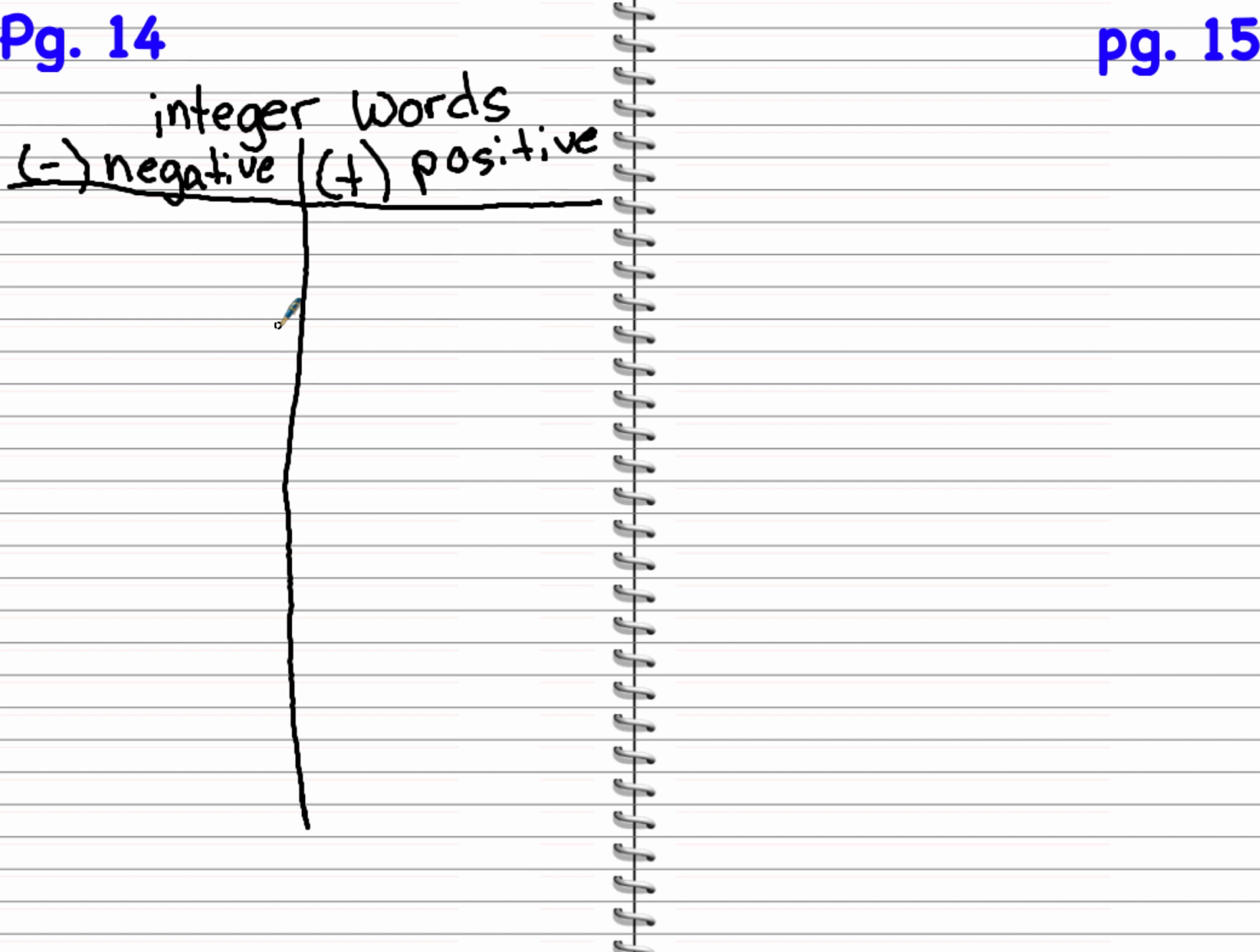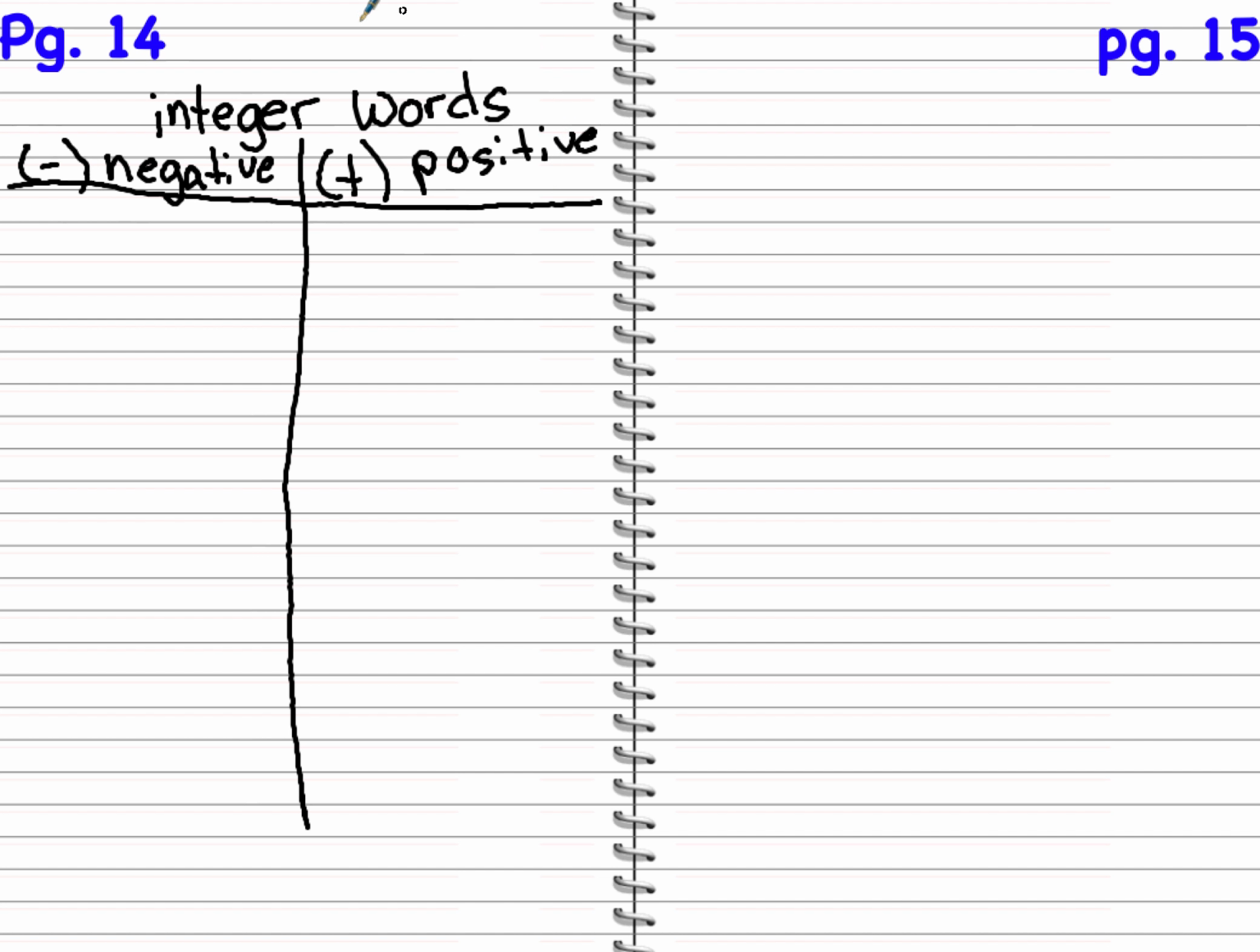Okay, so on the left side of your notebook should be page 14 and you're titling it Integer Words. You're going to make a T-chart going all the way down the page. On the left side, you write a negative sign and the word negative. And on the right side, you put a positive sign and write the word positive.